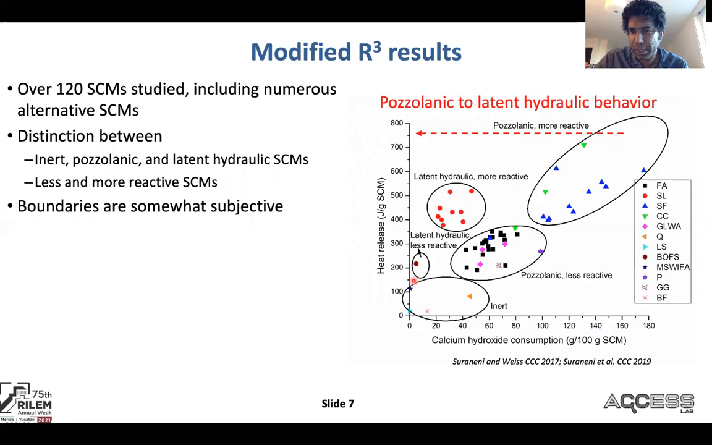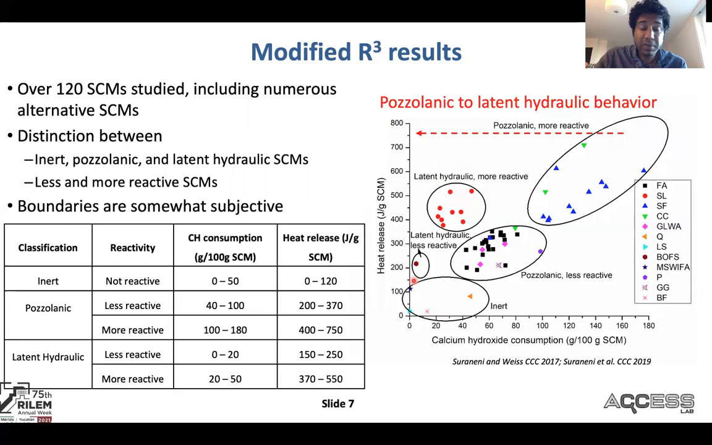The boundaries are subjective. We've tried out a few different variants to separate these out, but ultimately reactivity is kind of continuous. So whatever boundaries you choose, even if you choose them in a very objective manner, they will have some level of subjectivity associated with them. We've come up with these numbers. They are kind of bound to change, but they seem to work reasonably well for the time being.